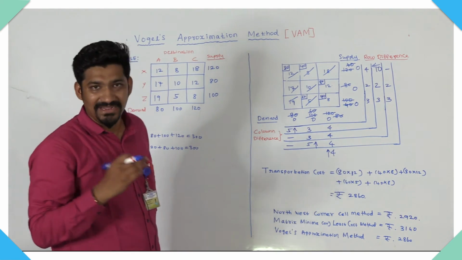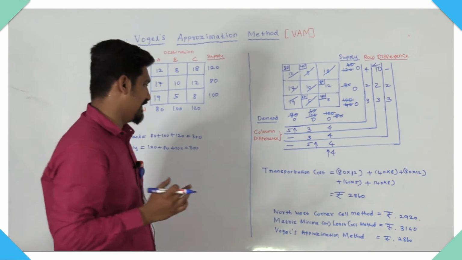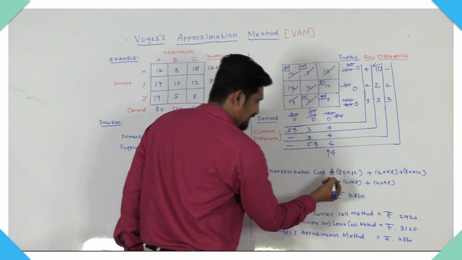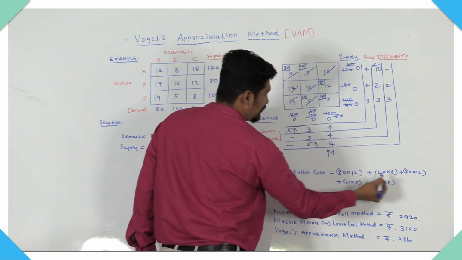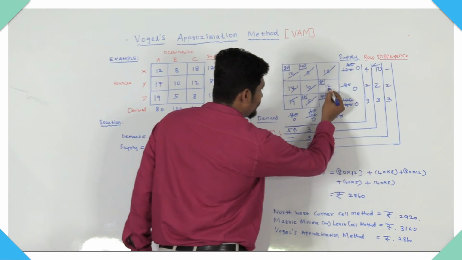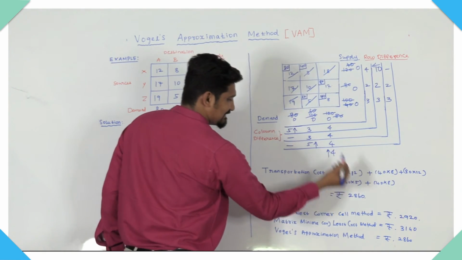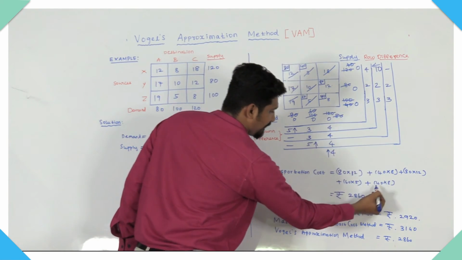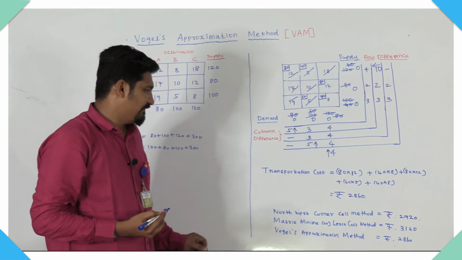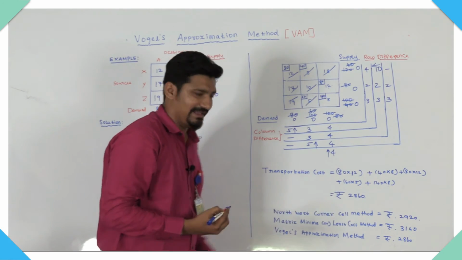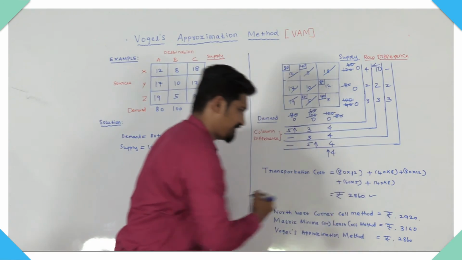So just multiply the allocated value with the cell value. That is transportation cost: 80 into 12 plus 40 into 8 plus 80 into 12 plus 60 into 5 plus 40 into 8. Just find the value, total will be rupees 2,860.